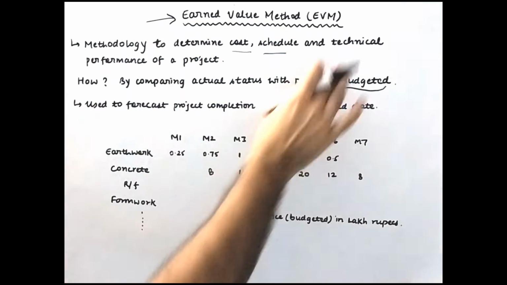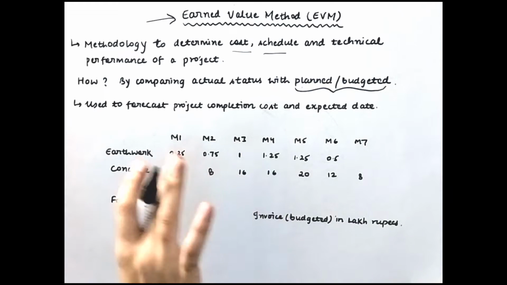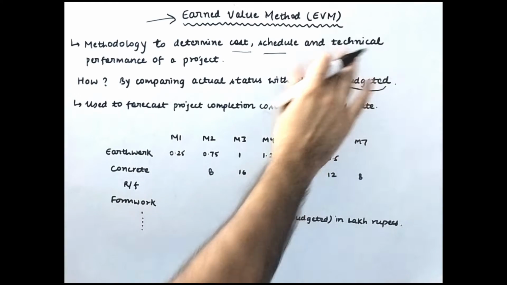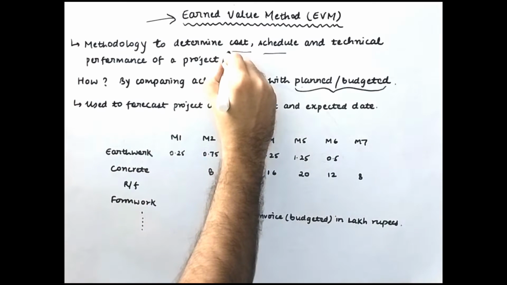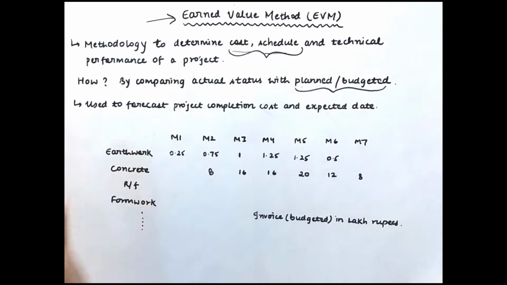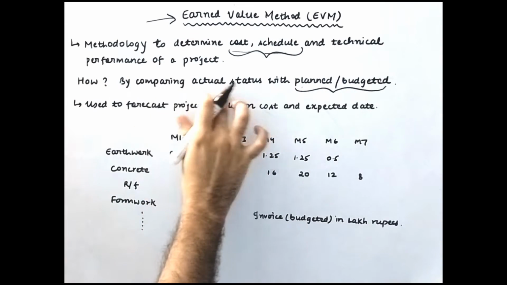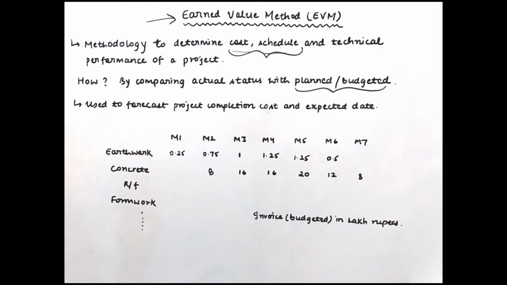Technical performance also, but I don't think it's much required for you as a construction manager. It's basically based on how it's performing in terms of man hours or productivity, something like that, but we'll restrict ourselves to cost as well as schedule. Now, how can you assess this? By comparing the actual status of the project with the planned or budgeted status at any certain point of time.